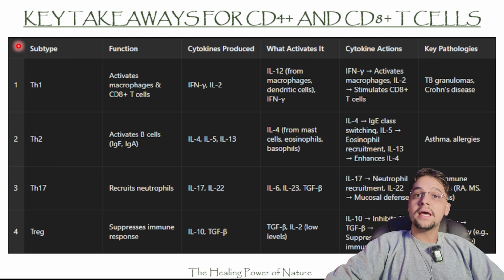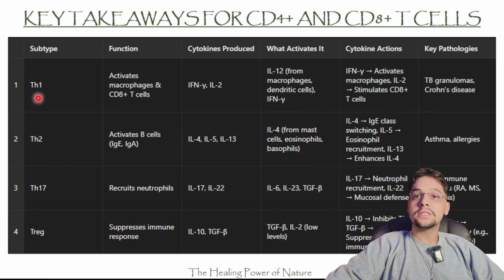Basically, what happens is when there's a problem in the body, like a parasite or a bacteria, your antigen-presenting cells, like your macrophages, your dendritic cells, or your B cells, will take those antigens to these cells. Once they are there, these helper cells will tell the immune system what to do.